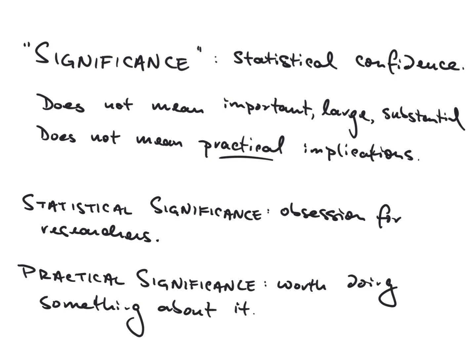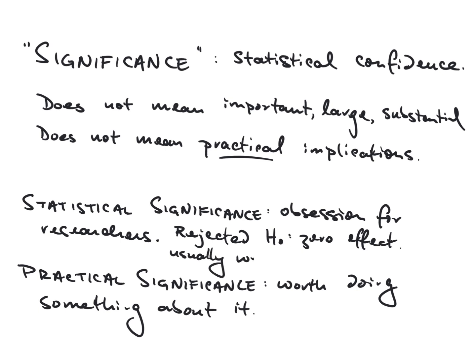The researcher wants to test the hypothesis. If a researcher says, we found a significant difference between the control group and the treatment group, that means they have rejected the null hypothesis of zero effect. And usually, unless they say otherwise, that is with 95% confidence.